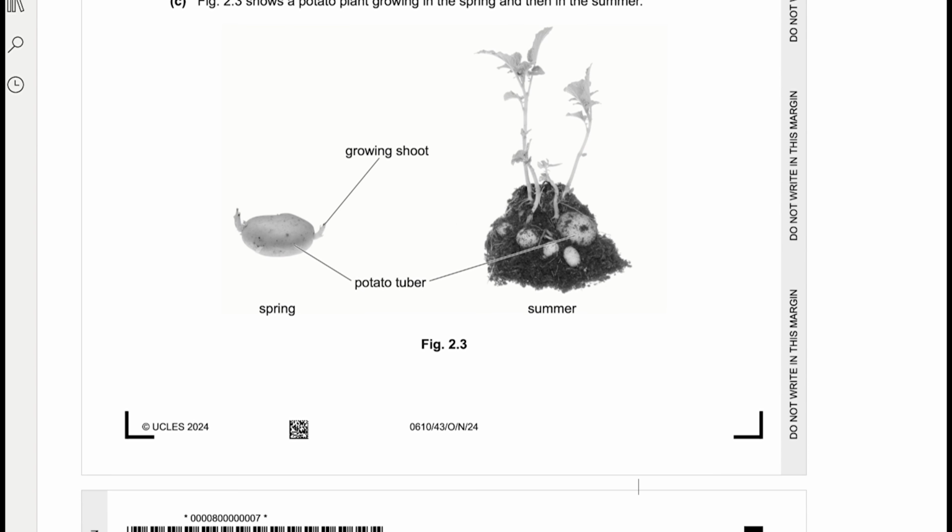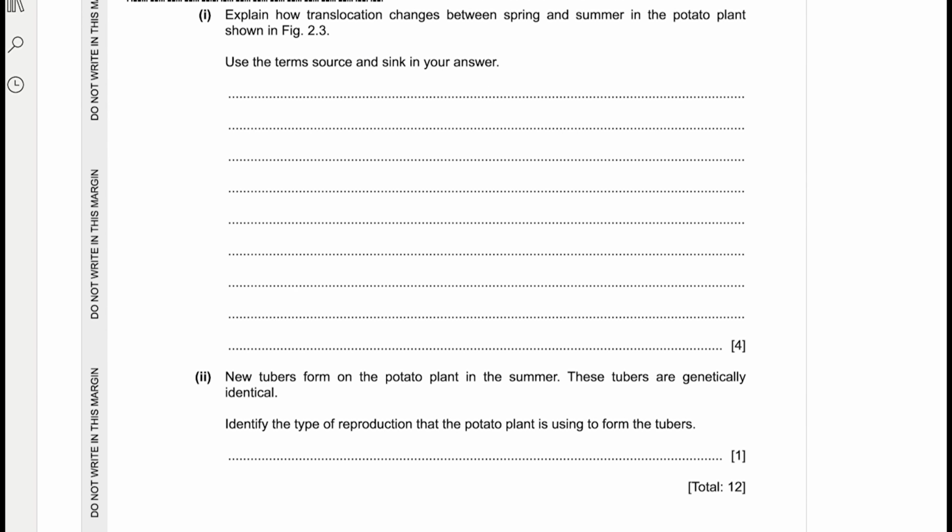Fig 2.3 shows a potato plant growing in the spring and then in the summer. Alright, so we can see it as it is growing in the spring and as it is growing in what? In the summer. So in spring, as you can see, it's like a potato tuber, but then you have a growing shoot. And then in summer, you can definitely see shoots, stuff like that. Alright, so let's move. It says here, explain how translocation changes between spring and summer in the potato plant shown in figure 2.3. Alright, how translocation changes between spring and summer, during this period of what? Of time. Use the terms source and sink.